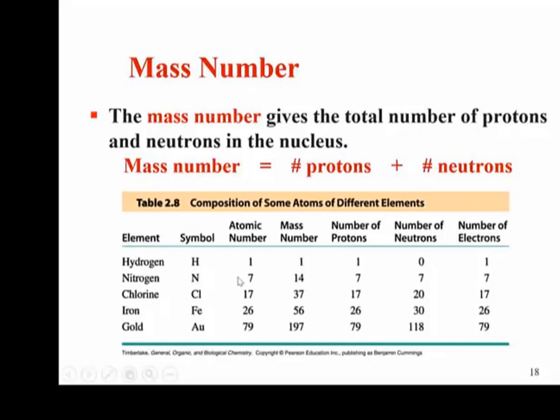Nitrogen, atomic number 7. The mass number is 14. If there is 7 protons, there must be 7 neutrons. They must add up to be 14. Number of electrons the same as number of protons.